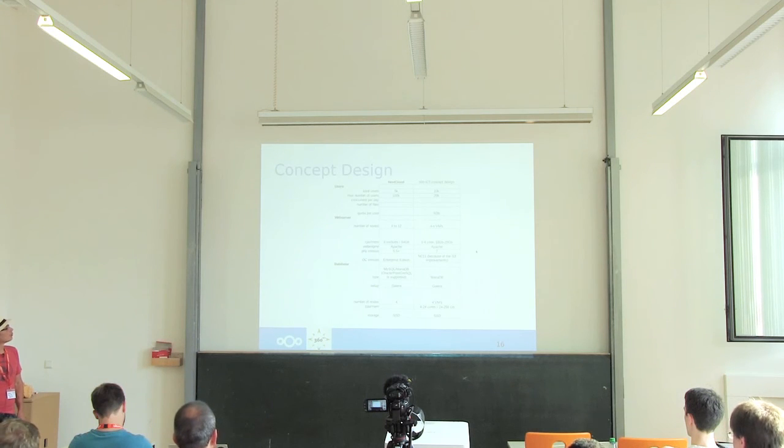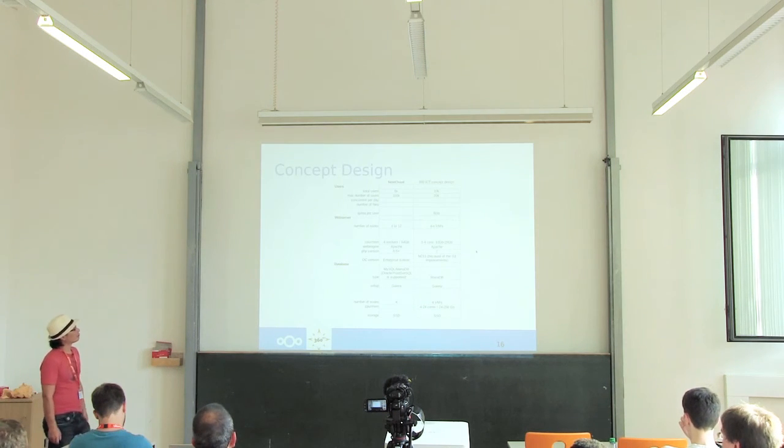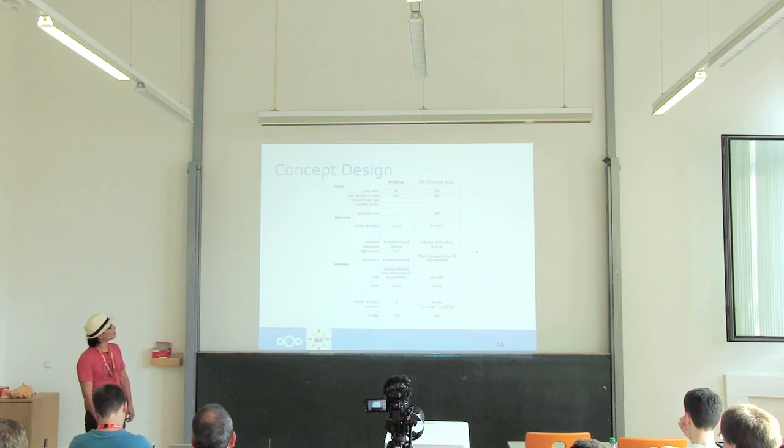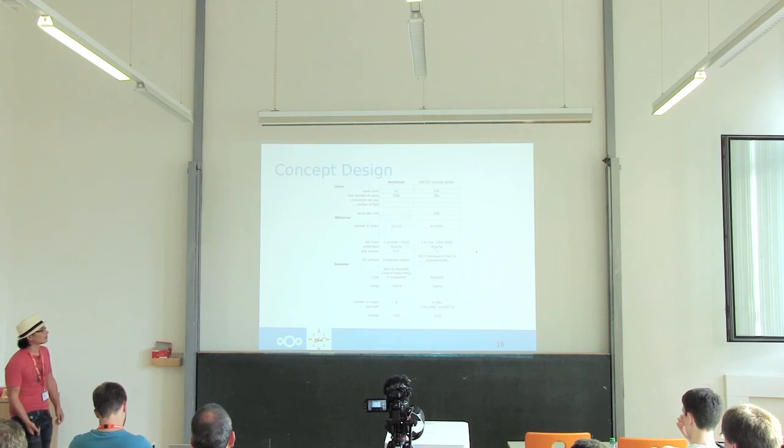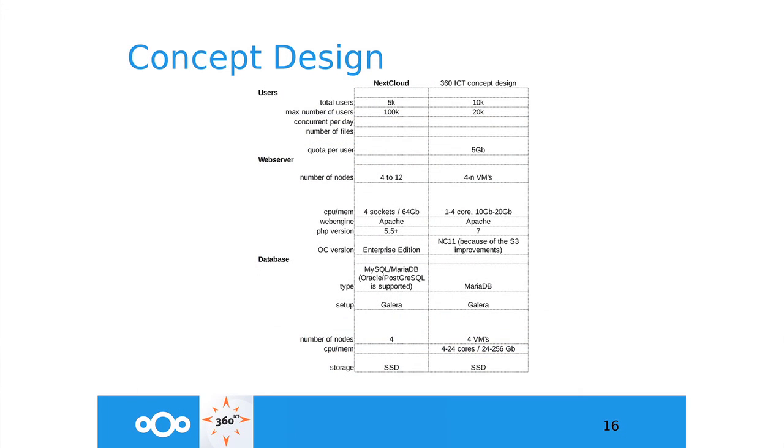Okay, well, the recommendation says Apache. The large customers are on Apache, so we're going to go Apache as well. PHP version 7, I think, if I look at the blog posts about the performance differences between 5.5 and 7, they're huge. So there's not a reason to not go for version 7.